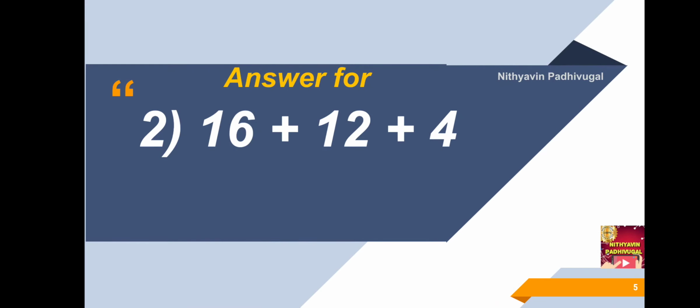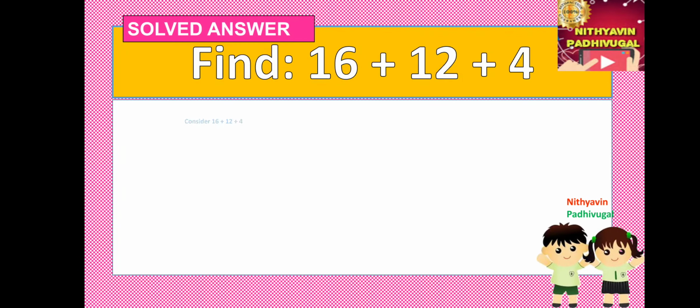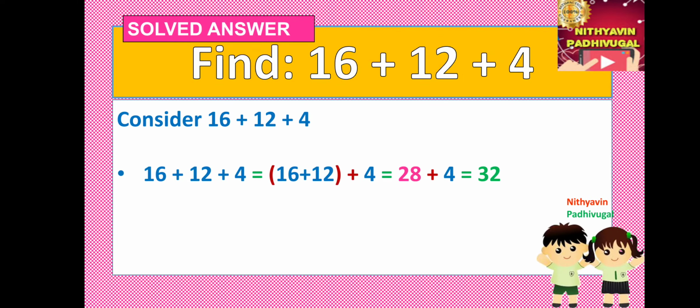In the same way, we are going to solve the second problem, 16 plus 12 plus 4. In the first method, we are going to add the first two numbers and then add the third number. See, 16 plus 12 are taken together at first. 6 plus 2 is equal to 8. 1 plus 1 is equal to 2. So, 28. And then add 4. 28 plus 4 is equal to 32.